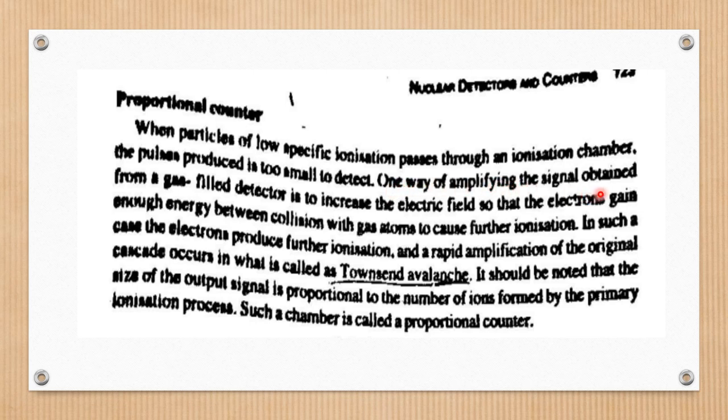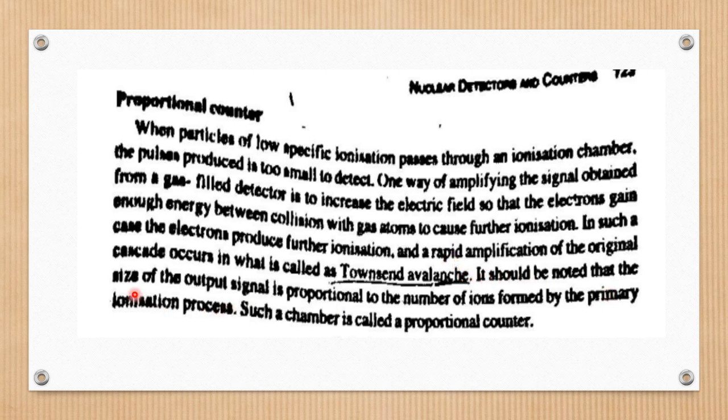One way of amplifying the signals obtained from a gas filled detector is to increase the electric field so that the electron gains enough energy between collisions with gas atoms to cause further ionization. Okay, we can increase the electric field and hence the electrons gain energy and cause further ionization. In such a case, the electrons produce further ionization and a rapid amplification of the original cascade occurs in what is called a Townsend avalanche.